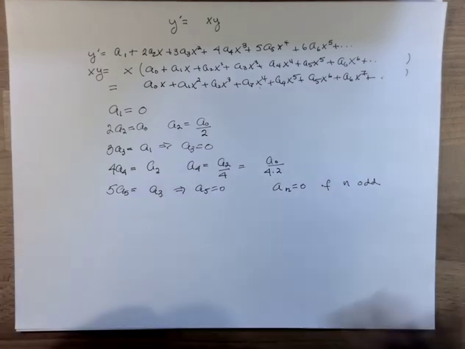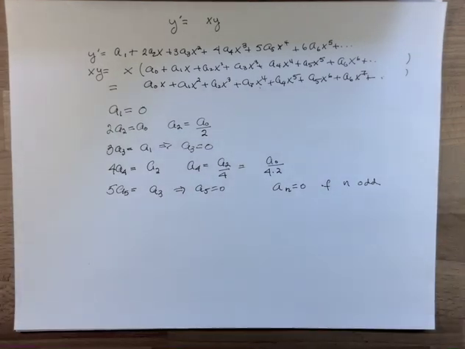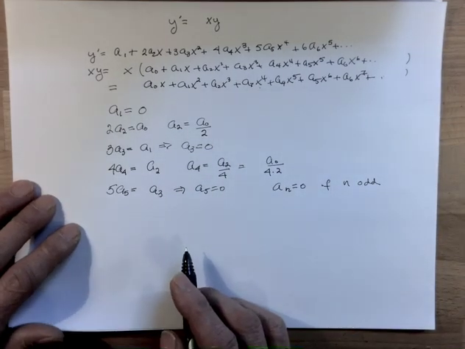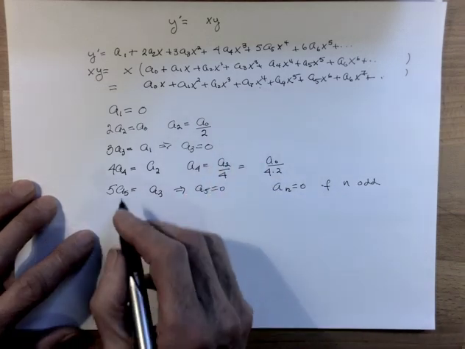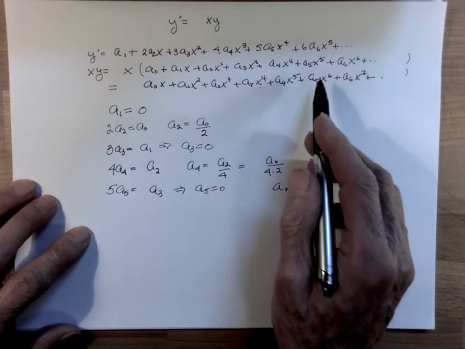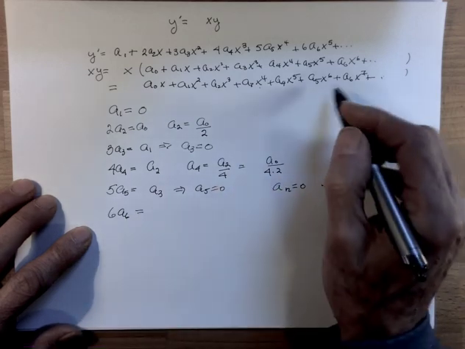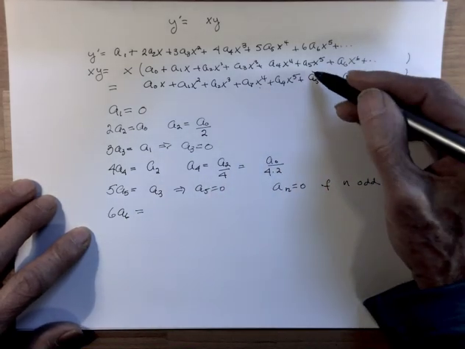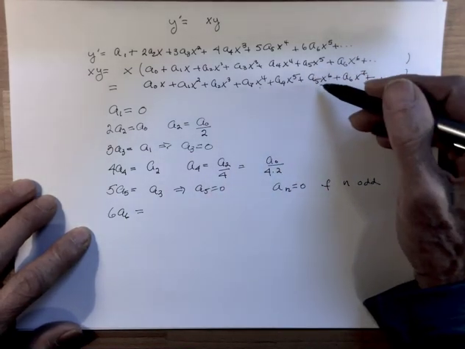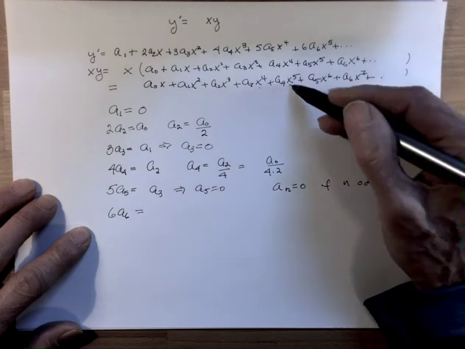Because they're all separated by 2, but the one that they're related to is 0, and therefore they're all going to be 0. Let's look at the next even one. We would have 6a6 equals a4.